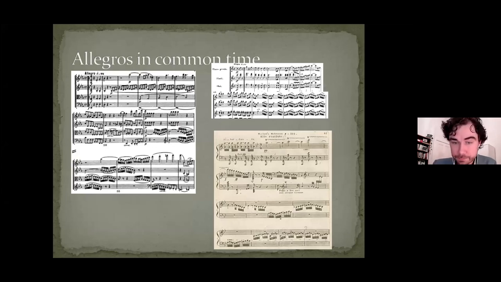Furthermore, allegros in common time with more extensive semiquaver figurations have slower metronome speeds, such as the allegro risoluto and the finale of the piano sonata opus 106, which is marked just a speed of minim equals 72. Well, it's written out as crotchets equals 144, but that's what it boils down to.